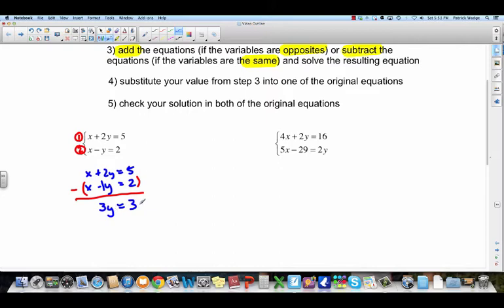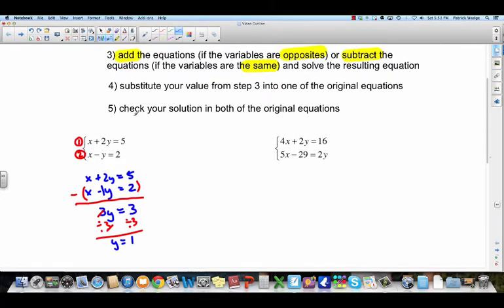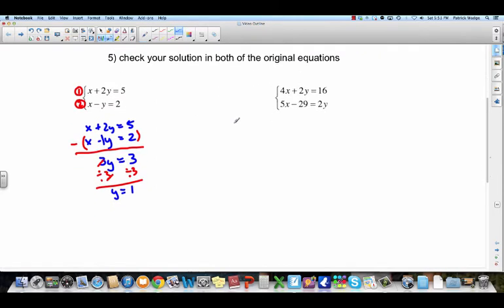3y equals 3. This means 3 times y equals 3. So what do we have to do to both sides? We have to divide by 3, divide by 3. These 3's cancel out. We're left with y equals 1. Awesome, we just figured out what y is. Now we have to go to step 4. We have to substitute that value, that 1, into one of the original equations.